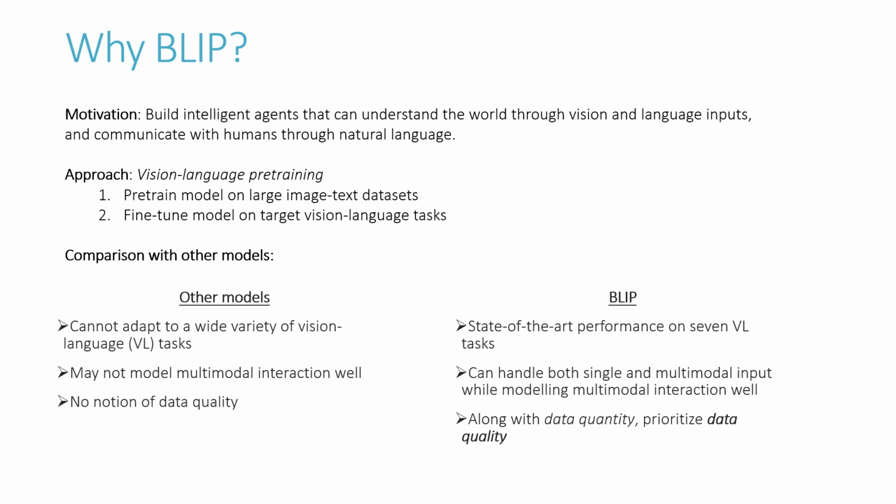In comparison to other models, which cannot adapt to several VL tasks, BLIP shows state-of-the-art performance on 7 VL tasks. Second, while other models may not model multimodal interaction well, BLIP can handle both single and multimodal input while simultaneously modeling multimodal interactions quite well. And third, other models have no notion of data quality, while BLIP prioritizes data quality along with data quantity, which is a key factor to its success.